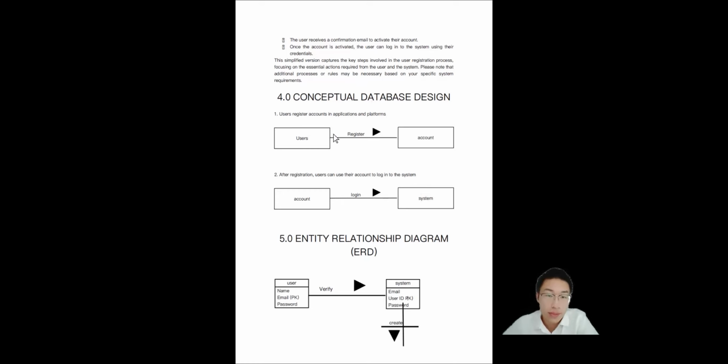The fourth process is conceptual database design. First, users register accounts in applications and platforms. Users register account. And the second, after registration, users can use their account to log in to the system. The account login system. And the fifth, entity relationship diagram, ERD. It's the ERD diagram.